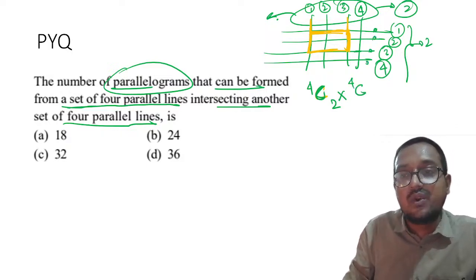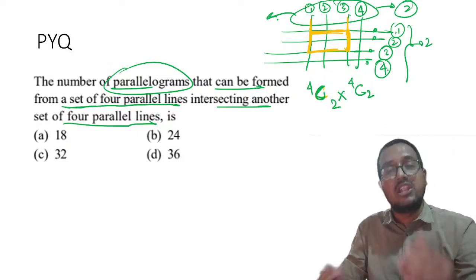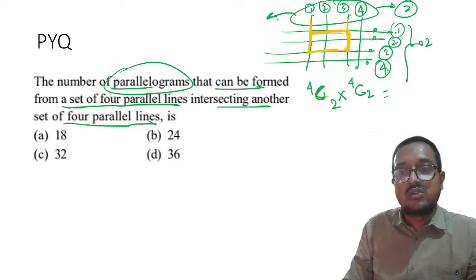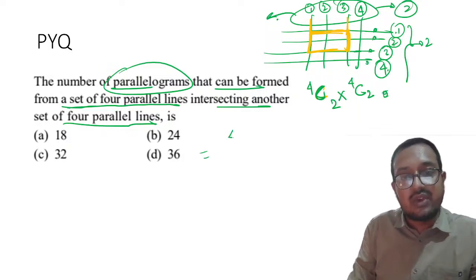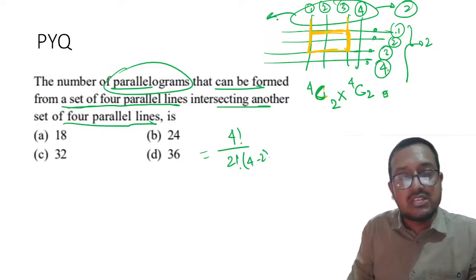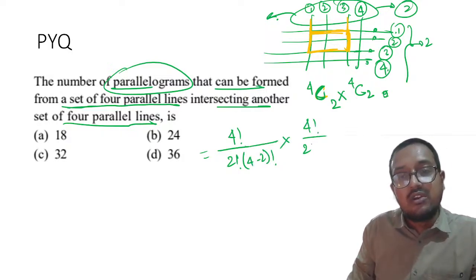So C4 2 again, because out of these 4, order does not matter. You have to select 2, any 2, right? So now my dear students, let us try to solve this. You will find that 4 factorial upon 2 factorial into (4 minus 2) factorial, multiplied by 4 factorial upon 2 factorial into (4 minus 2) factorial.